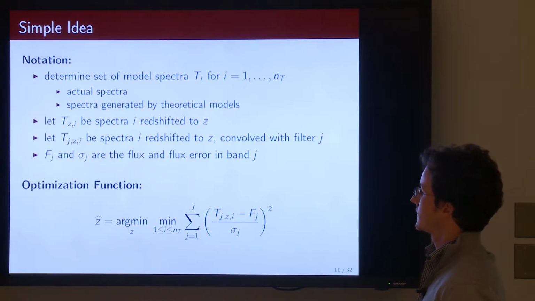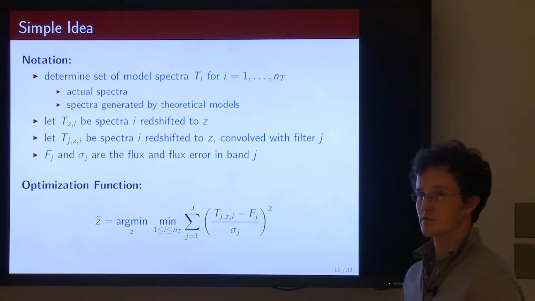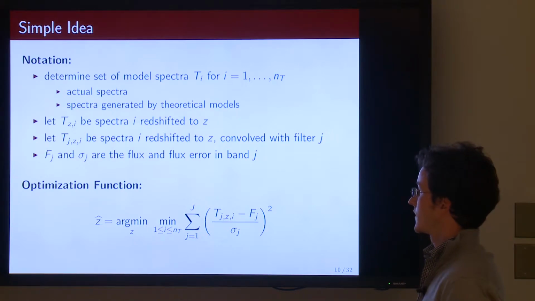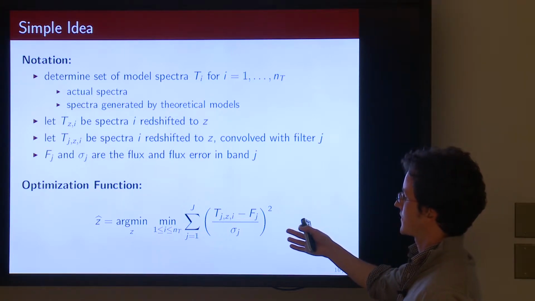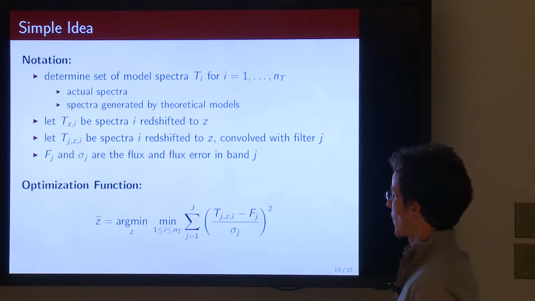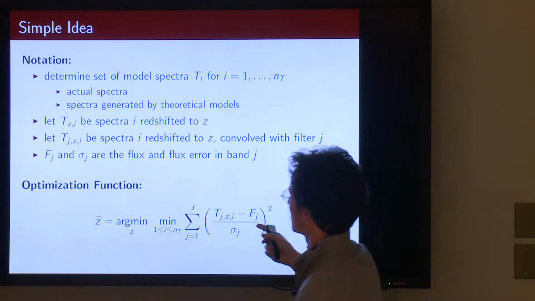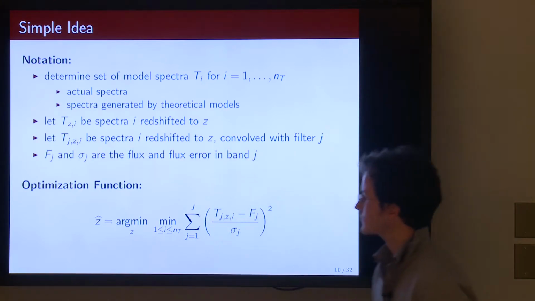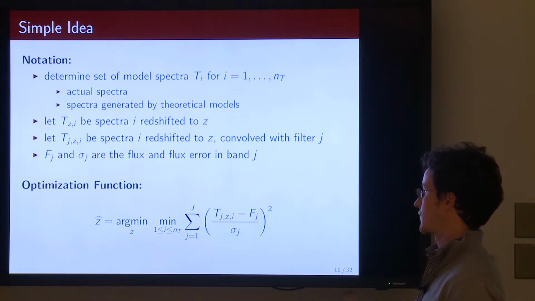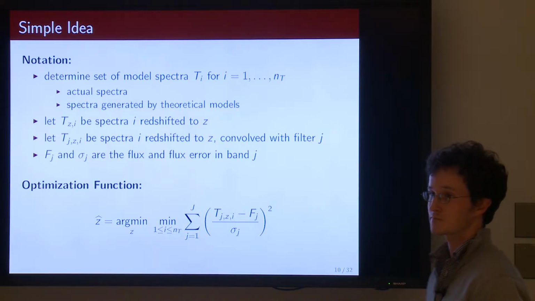And one way to estimate redshift is just assuming a Gaussian error measurement model and doing maximum likelihood. So that leads to the optimization function at the bottom of the slide here, where you, for a particular object, so a particular object would be a set of F_j and sigma_j, you're just finding the redshift and the template that minimizes the weighted sum of squares.